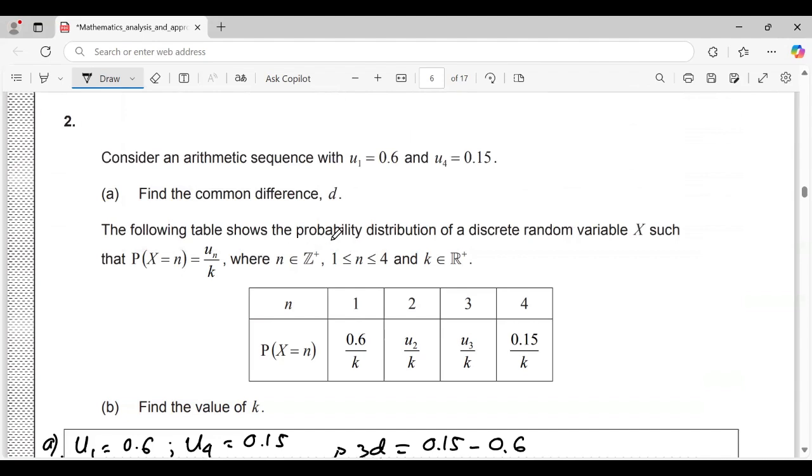Continue the question. The following table shows the probability distribution of a discrete random variable x such that the probability x equal n equals un divided by k. Okay, and this information, so this is the table. Find the value of k.